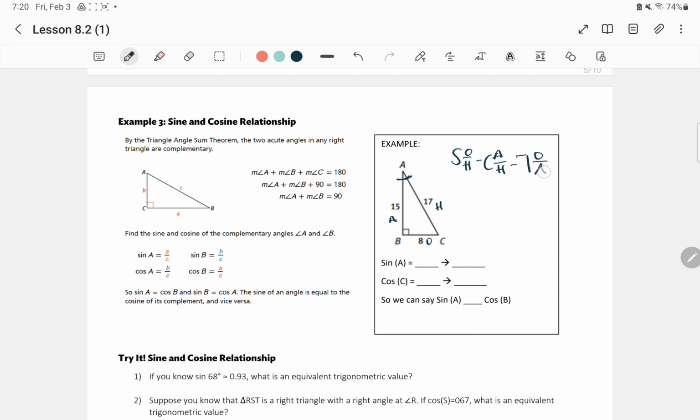SOHCAHTOA, sine is O over H. So my O is 8 and my H is 17.